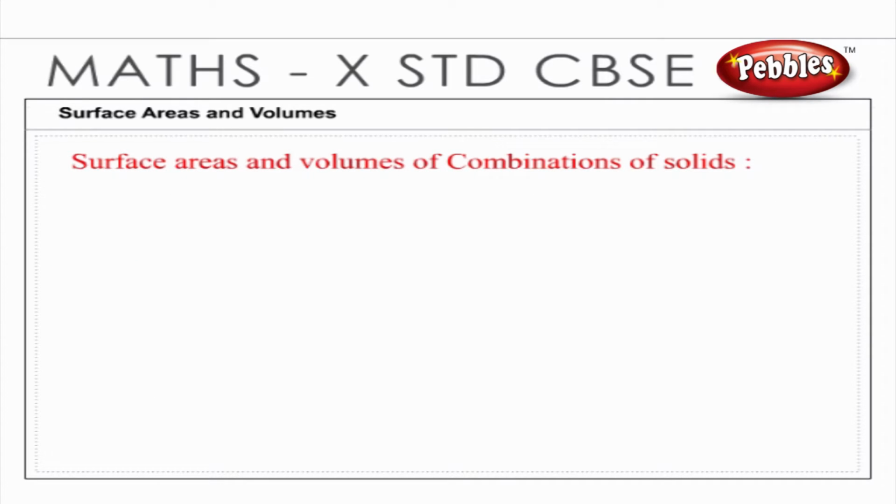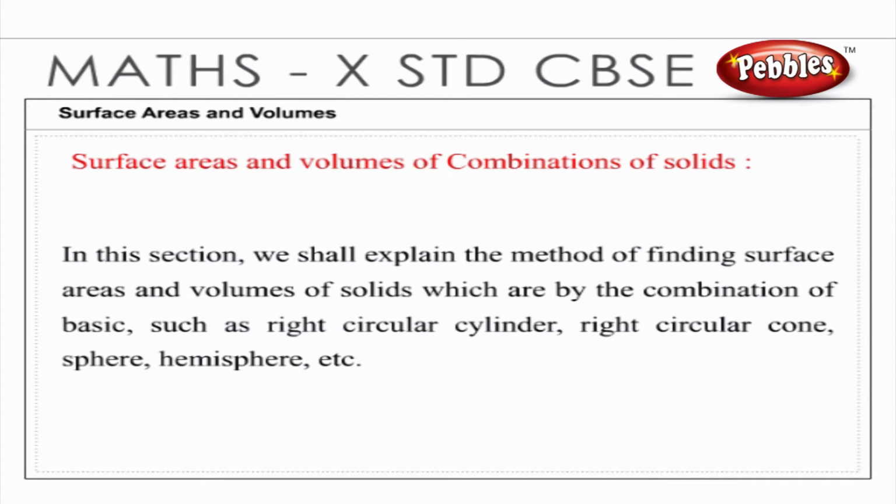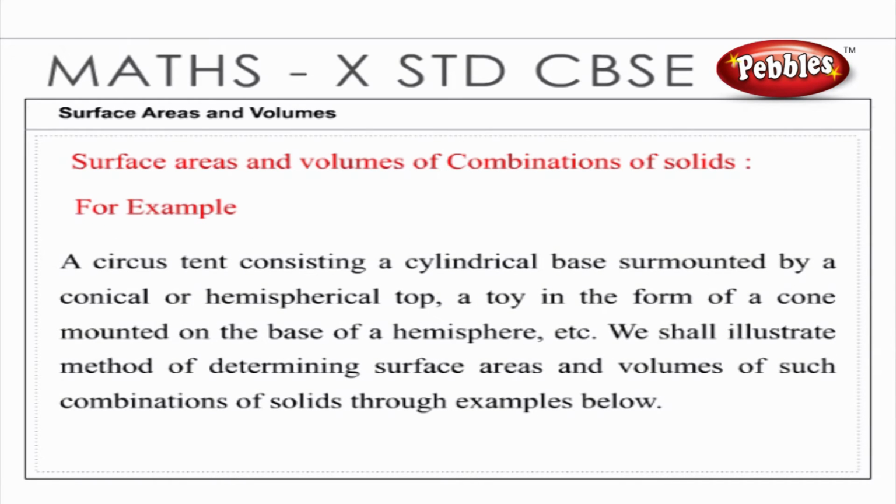Surface areas and volumes of combinations of solids. In this section, we shall explain the method of finding surface areas and volumes of solids which are a combination of basic solids such as right circular cylinder, right circular cone, sphere, hemisphere, etc. For example, a circus tent consisting of a cylindrical base surmounted by a conical or hemispherical top, a toy in the form of a cone mounted on the base of a hemisphere, etc. We shall illustrate the method of determining surface areas and volumes of such combinations of solids through examples below.